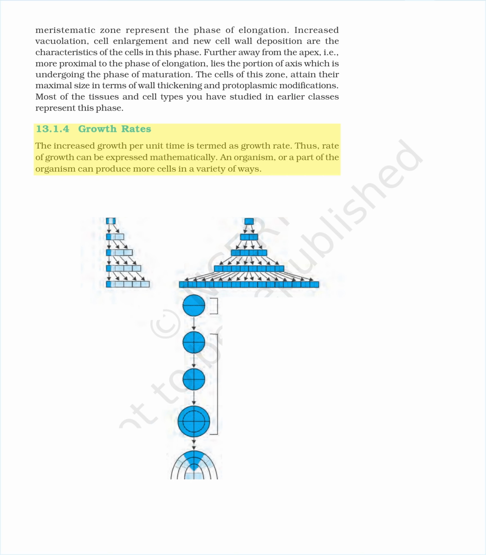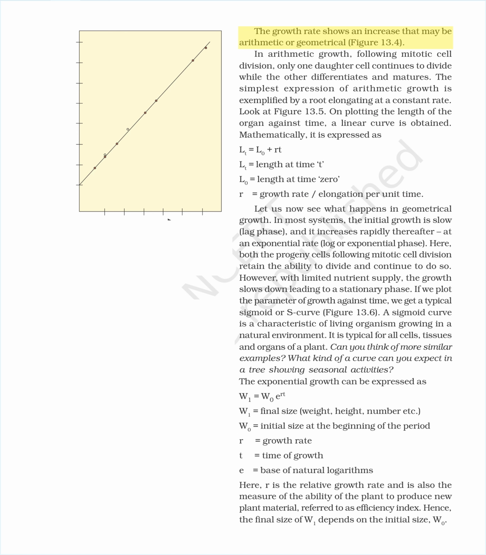13.1.4 Growth rates. The increased growth per unit time is termed as growth rate. Thus, rate of growth can be expressed mathematically. An organism, or a part of the organism, can produce more cells in a variety of ways. The growth rate shows an increase that may be arithmetic or geometrical, figure 13.4. In arithmetic growth, following mitotic cell division, only one daughter cell continues to divide while the other differentiates and matures.